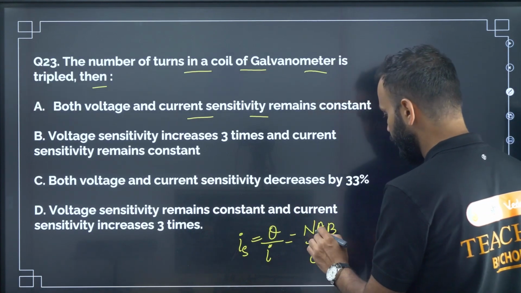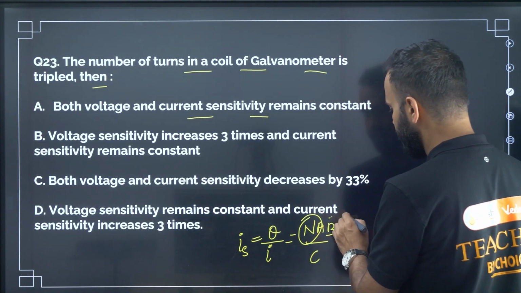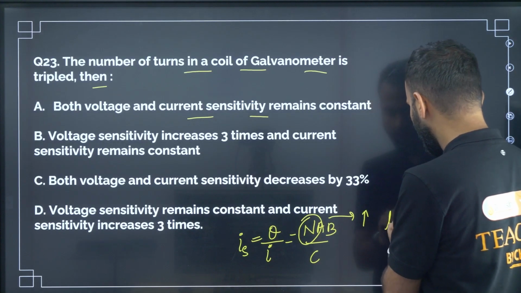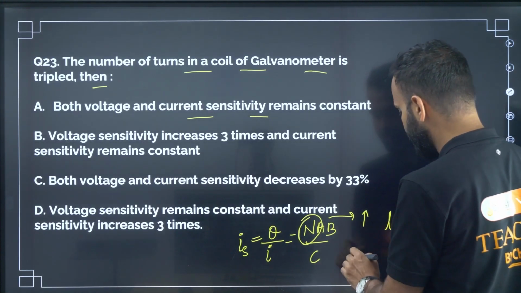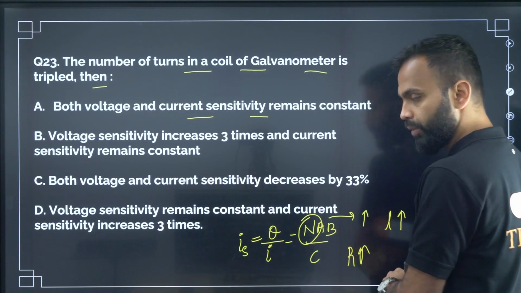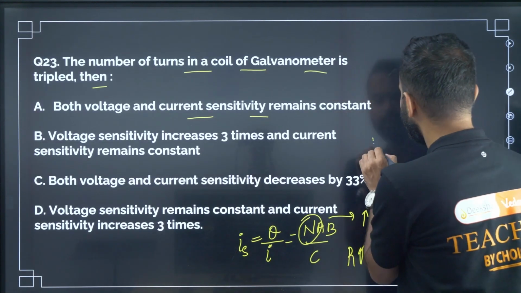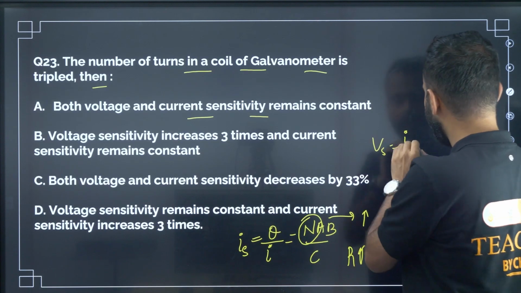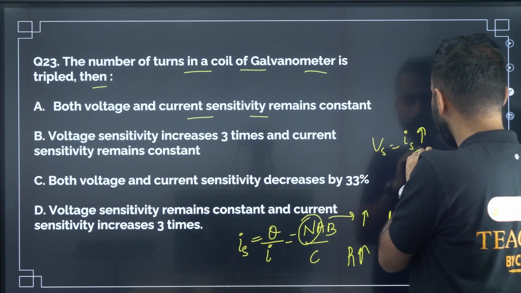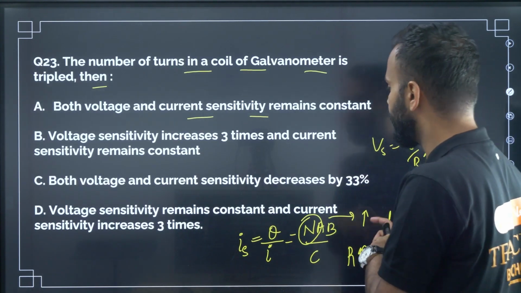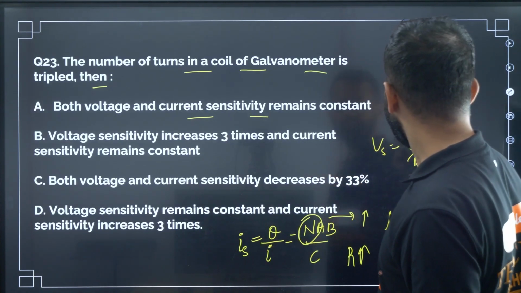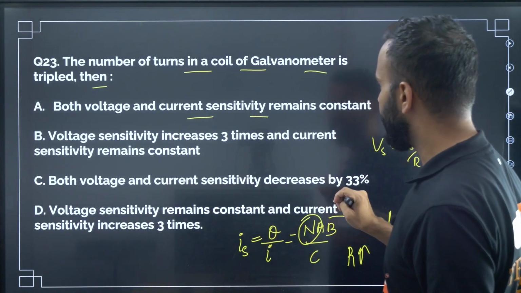How? When N increases, what happens? The length of the wire will also increase. If length increases, resistance will also increase, right? So voltage sensitivity is Is divided by R. So if Is increases 3 times, then resistance will also increase 3 times. Therefore voltage sensitivity remains the same, and the current sensitivity increases 3 times.